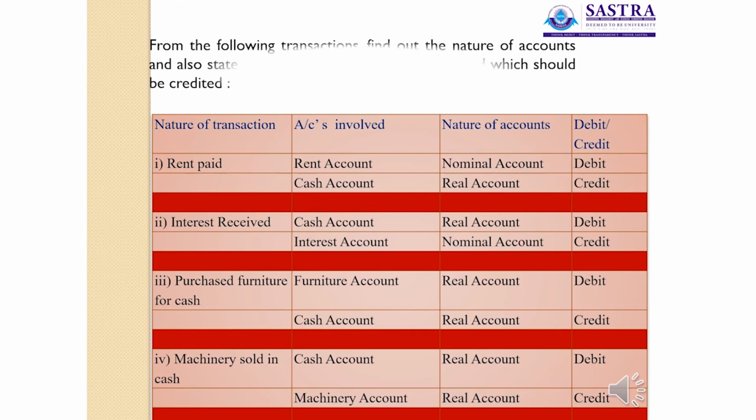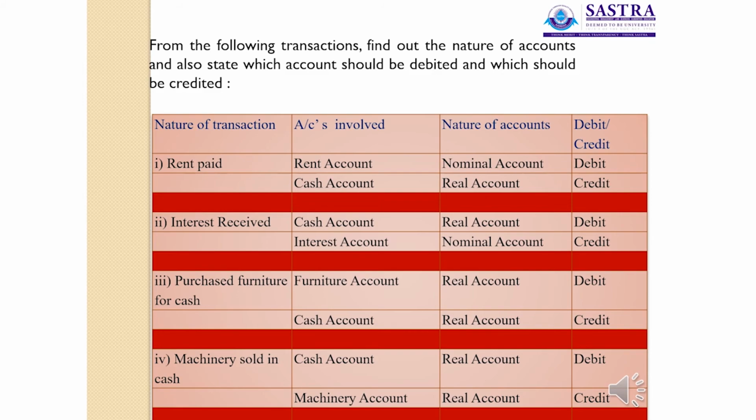Let us see. There are so many transactions. How are these transactions analyzed? How do we identify the accounts in each transaction? There are two accounts, so what are the accounts involved here? How do we identify the nature of the accounts, which is to be debited and which is to be credited? That is how to apply the rule.